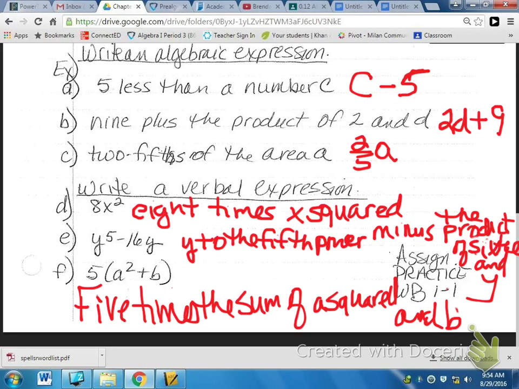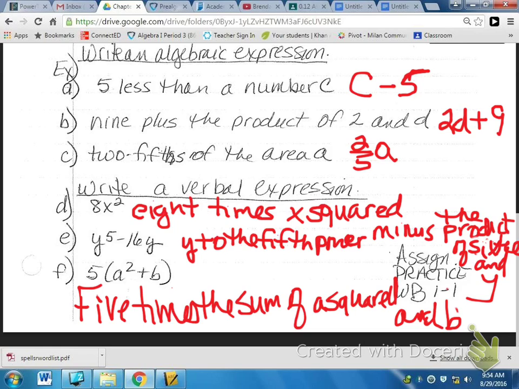So on D, we wrote times and squared because it's 8 times x squared, or x to the second power. So something to a power, you can say to that power. If it's squared or cubed, you can say squared or cubed, and that's the same thing. Y to the 5th power, so we took care of that. We took care of minus, and then you got to take care of 16 times y. F, 5 times, so we wrote the times. A to the 2nd power, she wrote a squared, and then the sum of those two things. So just make sure every operation is accounted for in writing those out.